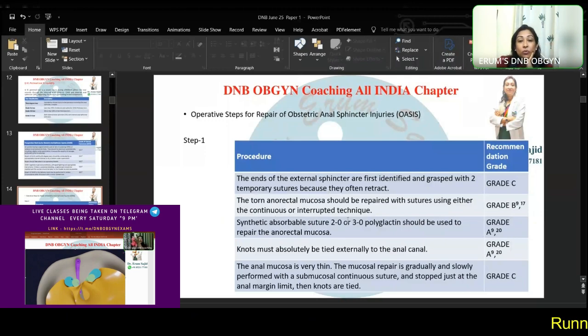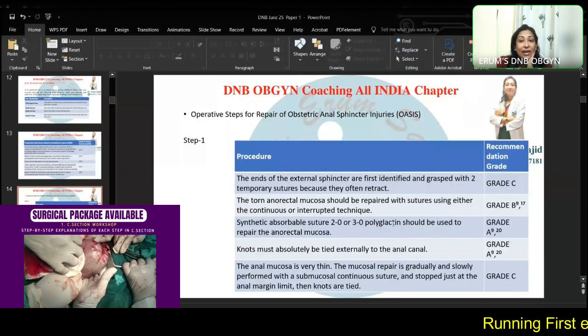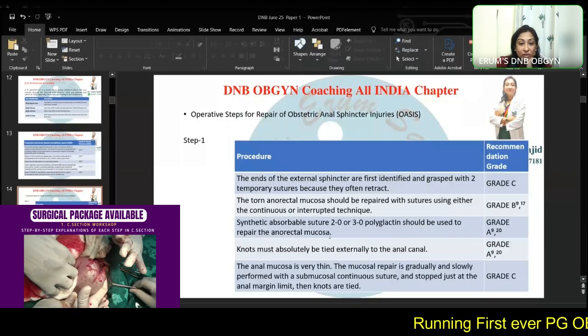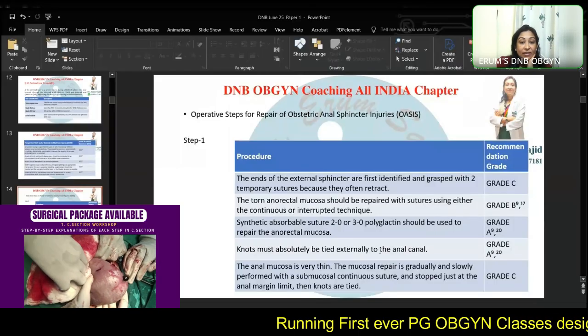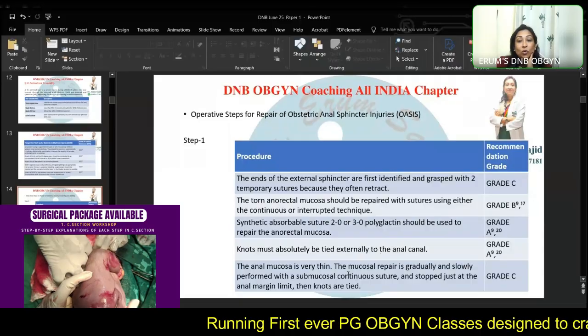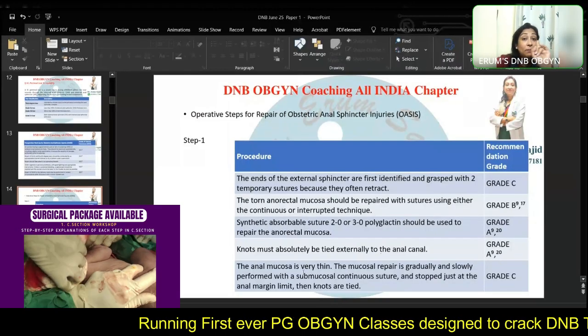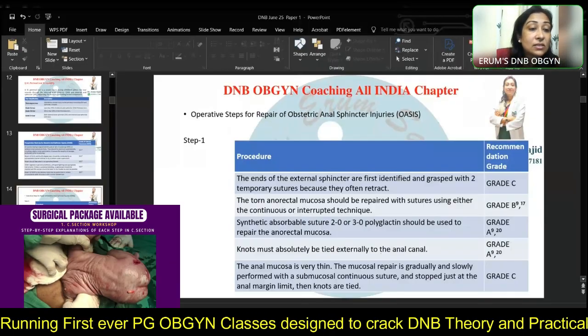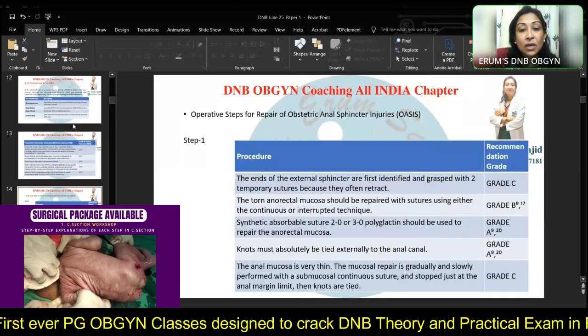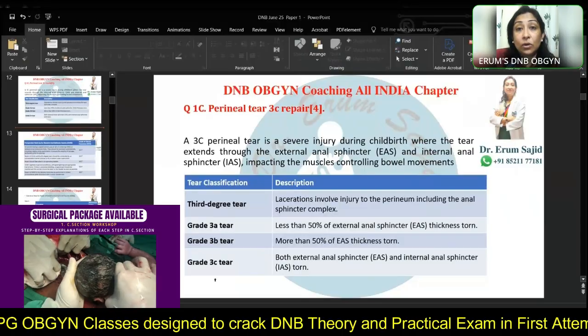Synthetic absorbable sutures, 2-0 or 3-0 Vicryl polyglactin, should be used to repair the anorectal mucosa. Knots must be tied external to the anal canal, not inside the canal. Anal mucosa is very thin. The mucosal repair is performed gradually and slowly. These are not the steps of 3C. These are the steps of, where are we? See, stage 4.